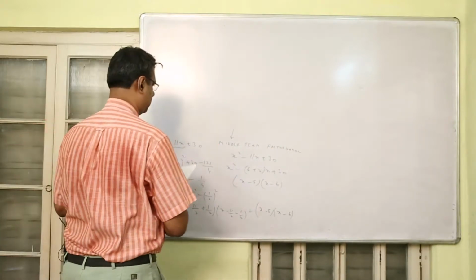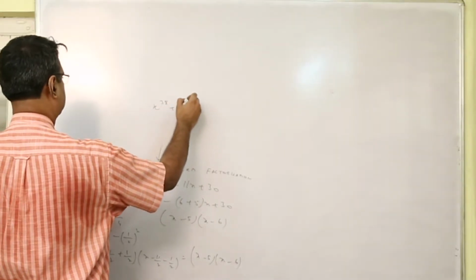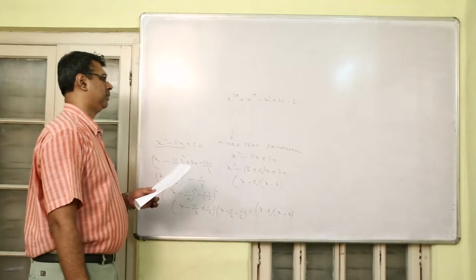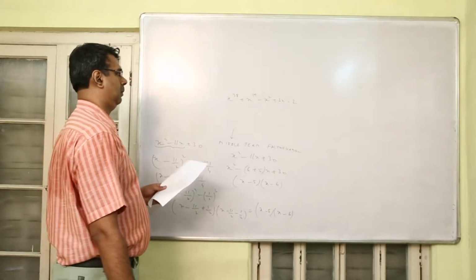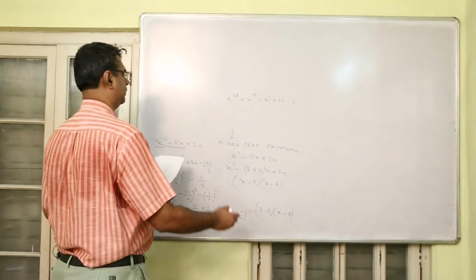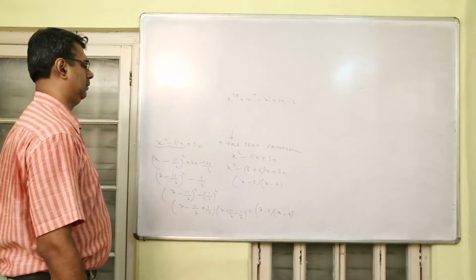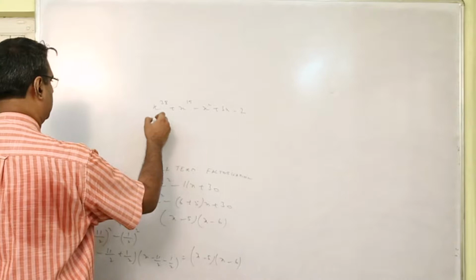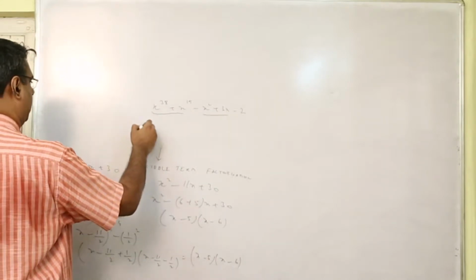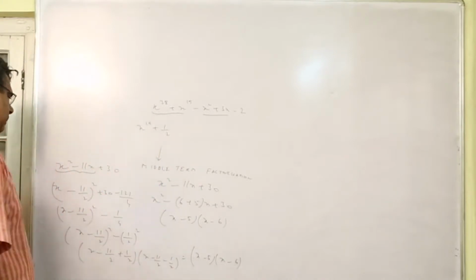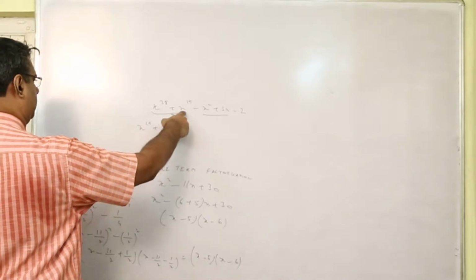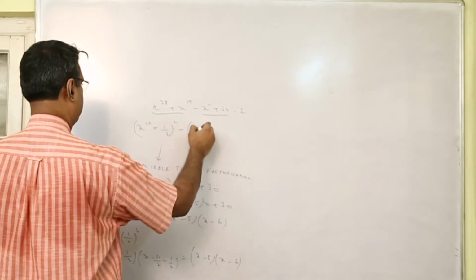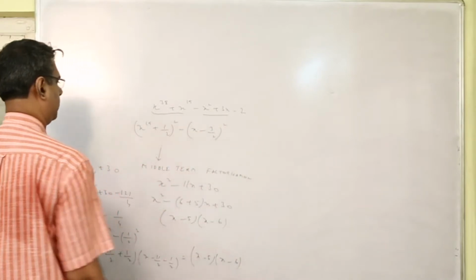There are some complicated questions. For example, look at this one. Suppose you are given a factorization x to the power 38 plus x to the power 19 minus x square plus 3x minus 2. Suppose you are asked to do this. Now you may say that this is neither a quadratic or a cubic or a biquadratic, but just see one thing. If you take these two and these two together and try to complete the square, so for x to the power 38 you write x to the power 19, instead of x to the power 19 you write half, and then you give a square. For x square you write x, instead of 3 you write half of 3. So this is what you will get.